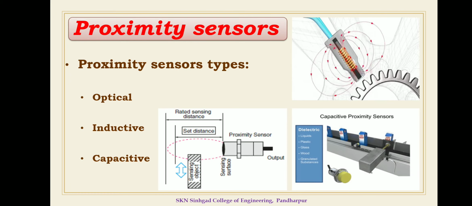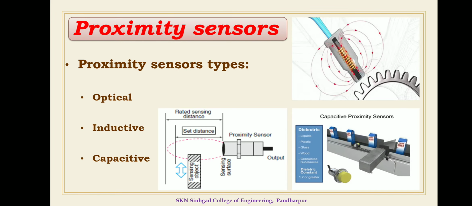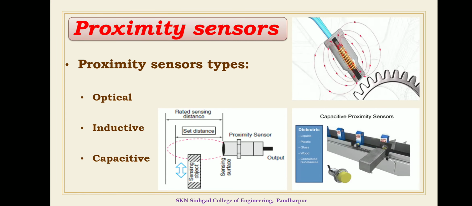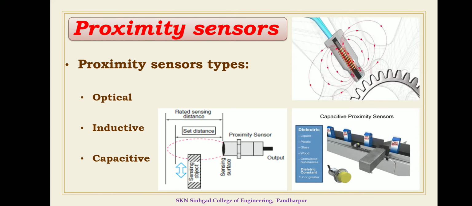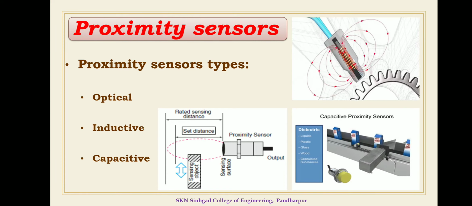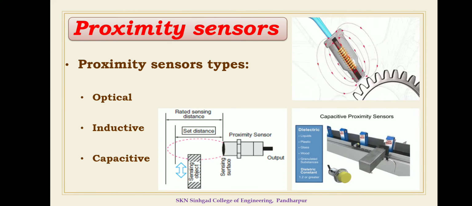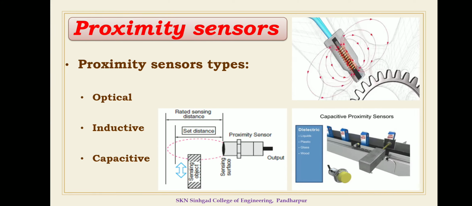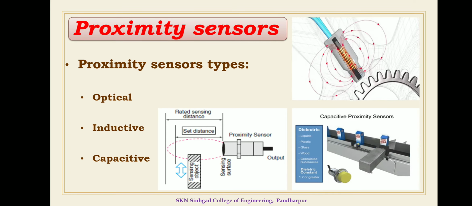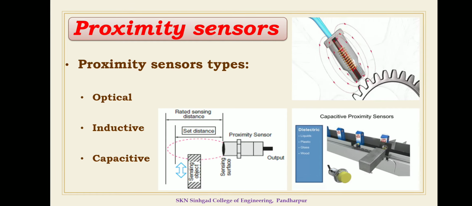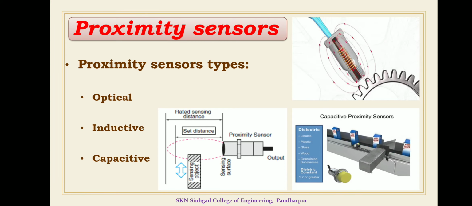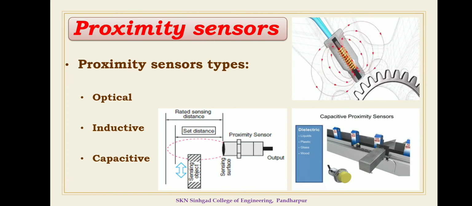Hello friends, in today's lecture we are going to discuss proximity sensors, or types of proximity sensors. Proximity sensors are those sensors which are used to determine the presence of an object without making any physical contact with the object. These two animations, first and second, show the capacitive proximity sensor and the inductive proximity sensor, or the working principle of inductive and capacitive proximity sensors.